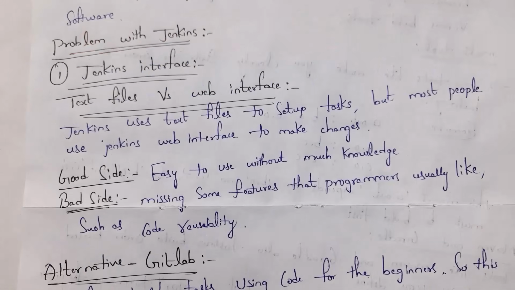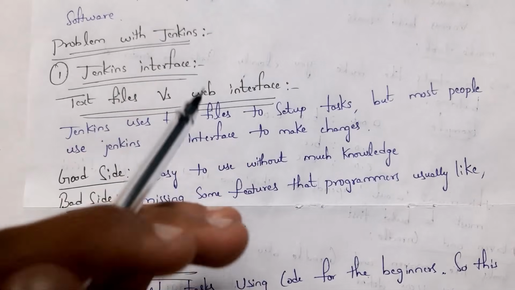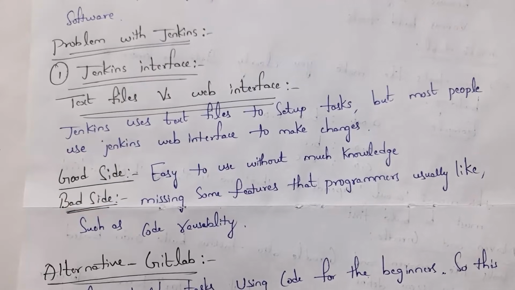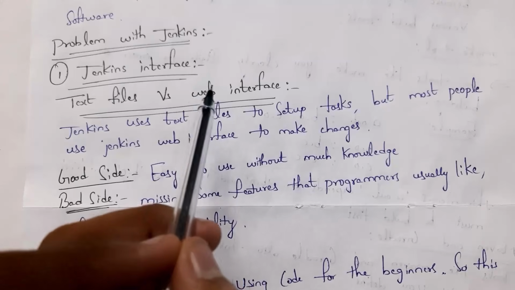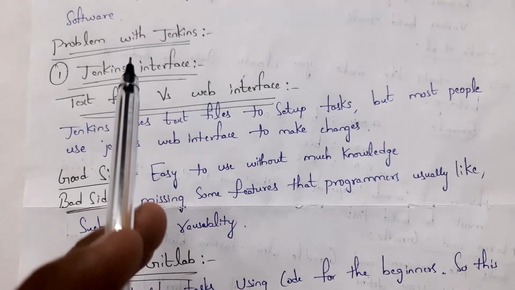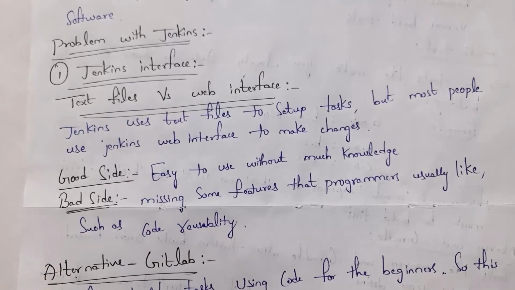Guys, there are some problems with the Jenkins server, and the first one is the Jenkins interface. Guys, if you want to perform any operation in the Jenkins server, you can perform operations in 2 ways. First one is by writing script, or else you can also use the web interface in order to perform operations. There is one advantage of using the web interface, that is, there is no need of any programming knowledge. But this web interface will not provide complete features. If you want to use the Jenkins server perfectly, if you want to utilize all features of the Jenkins server, then definitely you must have coding knowledge.